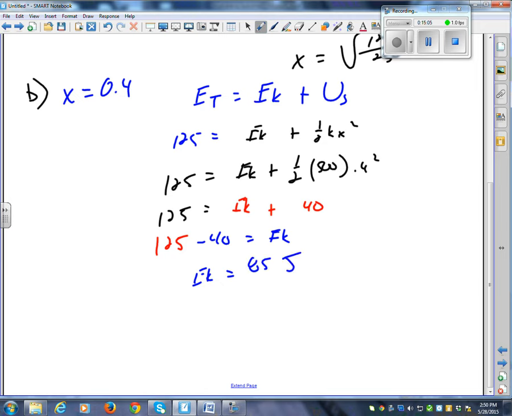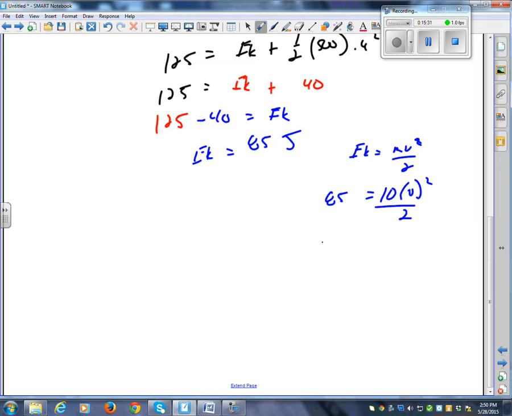And Jason, are we supposed to find the velocity? Yeah. Okay, so if it's got 85 joules, EK is equal to mv squared over 2. 10 v squared over 2, and that's equal to 85. So 85 is equal to 10 divided by 2 is 5v squared. So v is the square root of 85 divided by 5, 17. Yeah, that sounds about right.